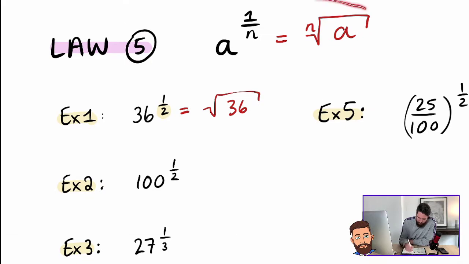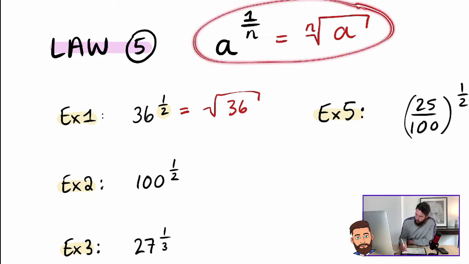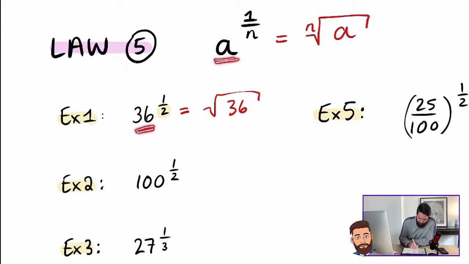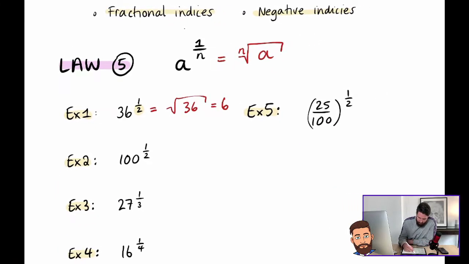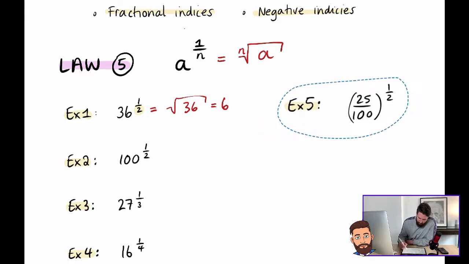And if you map that up to this law that I've written here, the a is the 36, so that goes inside the square root. The n is a 2, so I could write a 2 there, but we just don't. So what is the square root of 36? 6. So the answer to that question is simply 6.